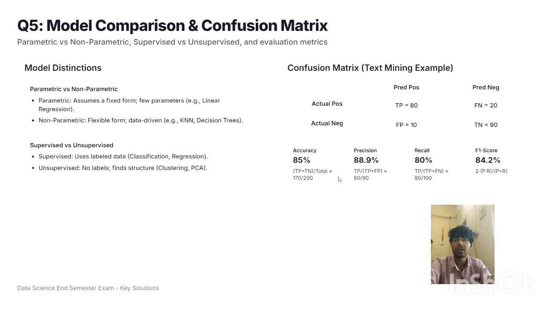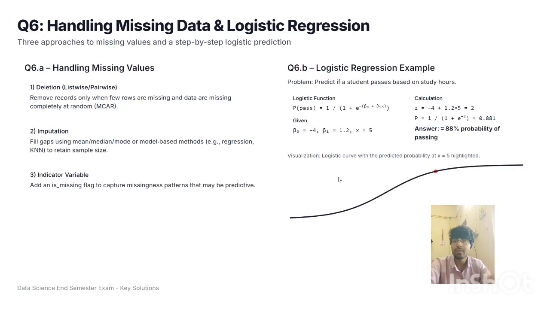The second is imputation, filling in missing values. You can use statistical measures like mean, median and mode, or use more advanced methods like KNN imputation or regression-based prediction. And the third is an indicator variable. An indicator variable creates a new binary column that flags whether a value was missing. This preserves the information that the data was missing, which might itself be meaningful.